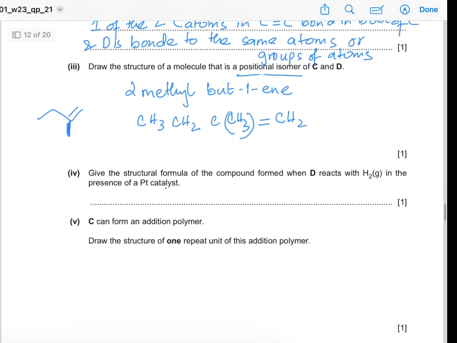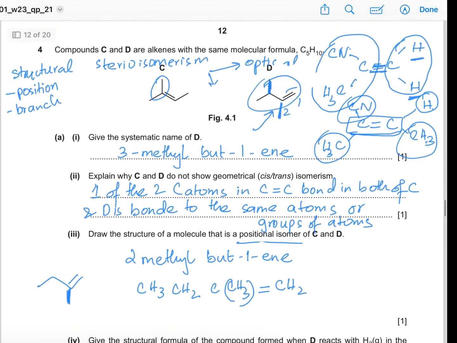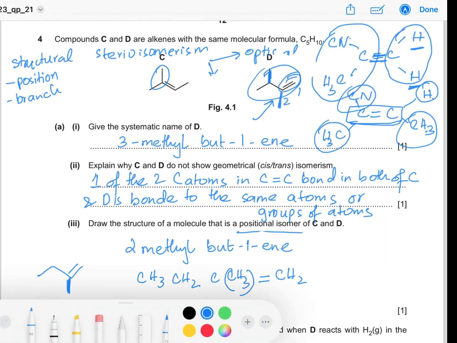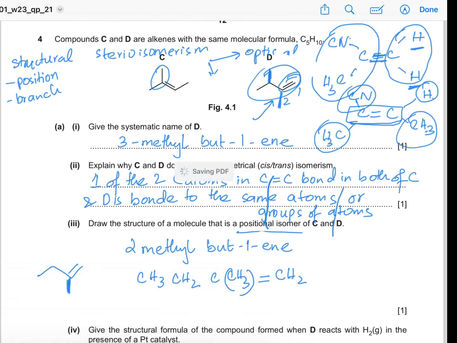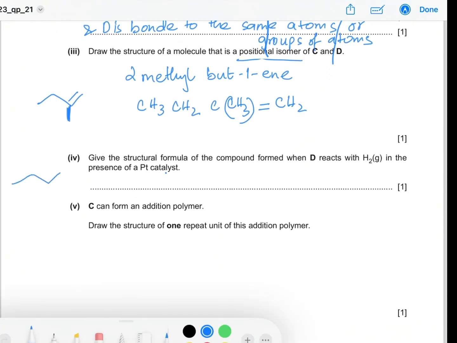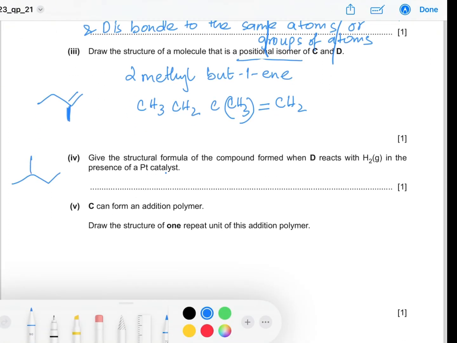Part 4. Give the structural formula of the compound formed when D reacts with hydrogen in the presence of platinum catalyst. So the reaction of an alkene with hydrogen is a reduction reaction, which will reduce this alkene group to an alkane group. So now the double bond will break and you will end up with an alkane, with this structure, and this is 3-methylbutane.